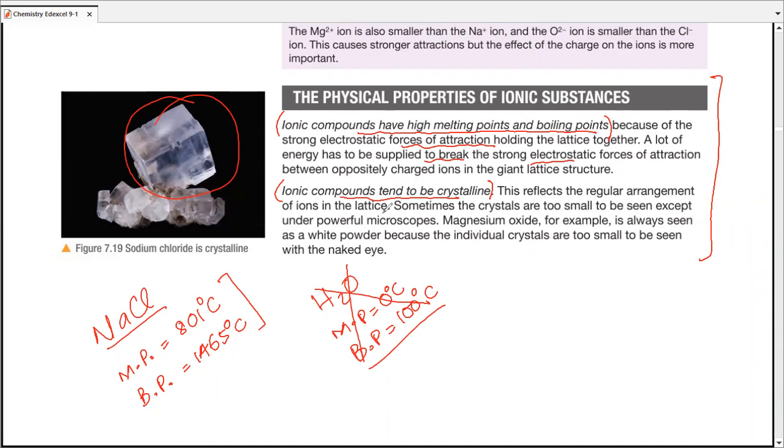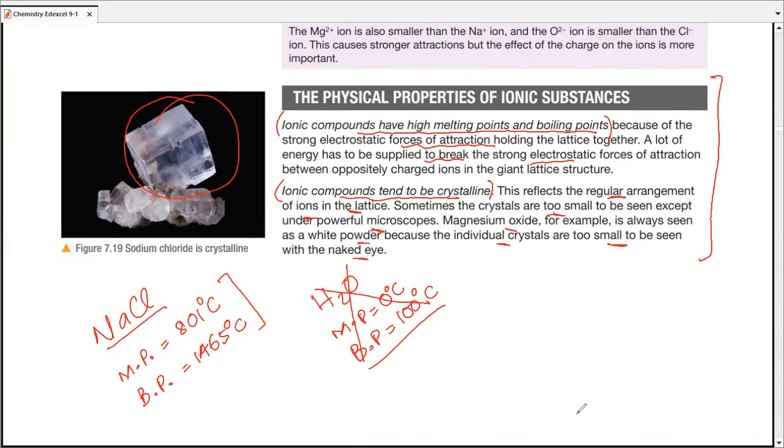So, moving on, ionic compounds tend to be solid crystals. It actually reflects the regular arrangement of the ions in the lattice. The crystals are too small to be seen with the naked eye. We can usually only see them with powerful microscopes. For example, magnesium oxide is a white powder because individual crystals are too small to be seen with the naked eye. So when we try to see it with the naked eye, it seems like a white powder. But when we use a powerful microscope, it tells us magnesium oxide is cubic like this one, exactly like sodium chloride.